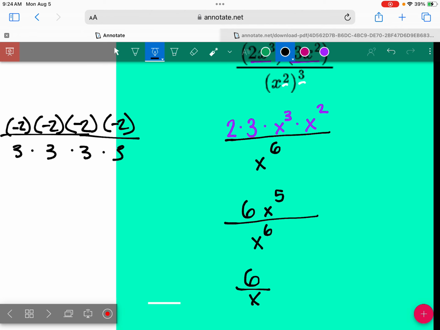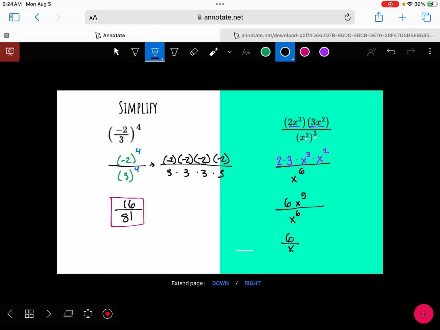Okay? We've worked with exponents. We've worked with exponent laws before. You learned them at the very latest in Algebra 1.